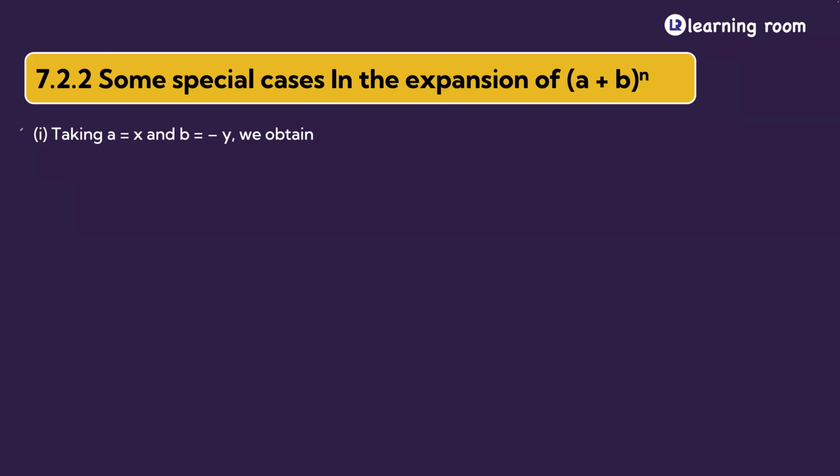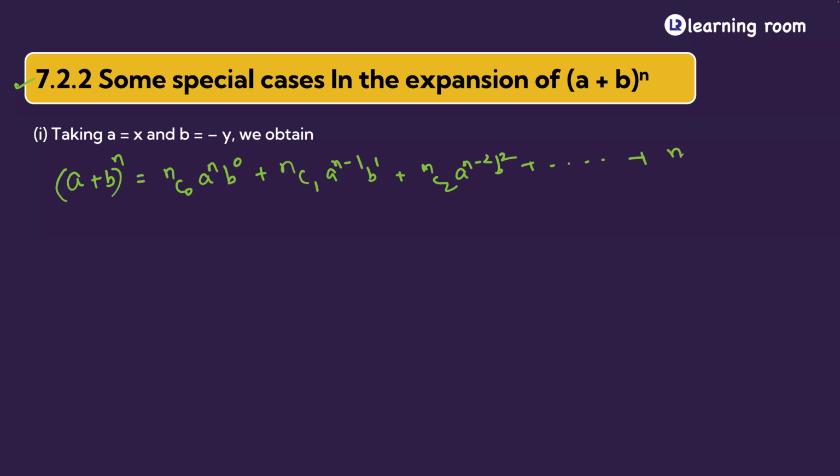Listen. Now, we will see some special cases. If you take the value of a to be x and b to be y, we are going to obtain a pattern. We know that (a plus b) raised to the power n is nC0 a^n b^0 plus nC1 a^(n-1) b^1 plus nC2 a^(n-2) b^2 plus so on. What is going to be the last term? It will be nCn and b^n, right?